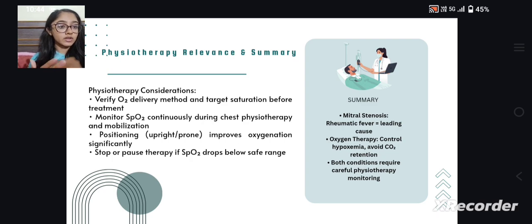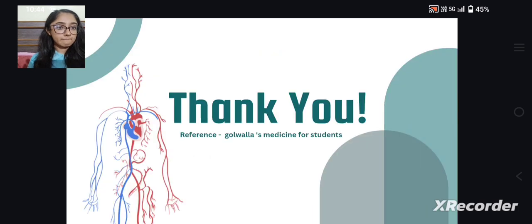So both conditions require careful physiotherapy monitoring as well.